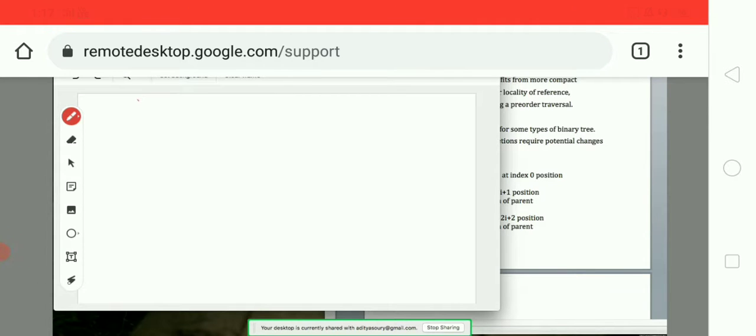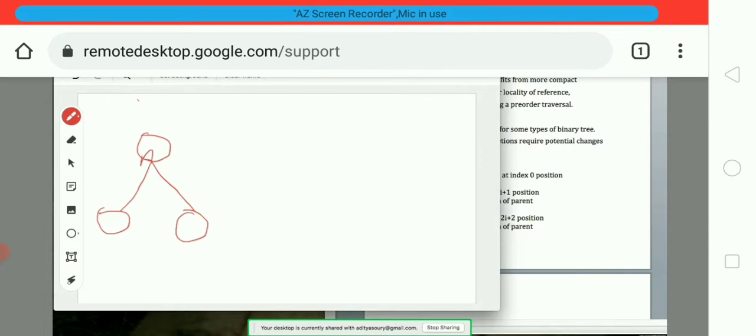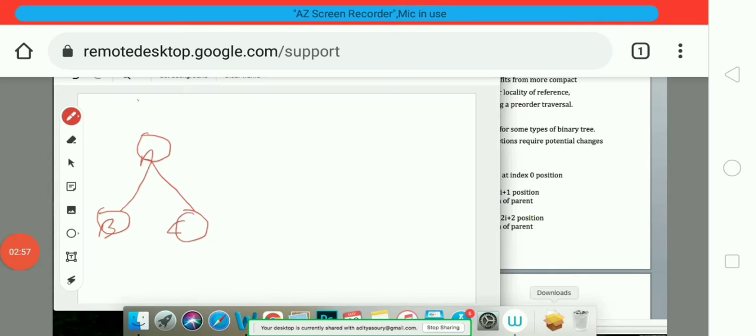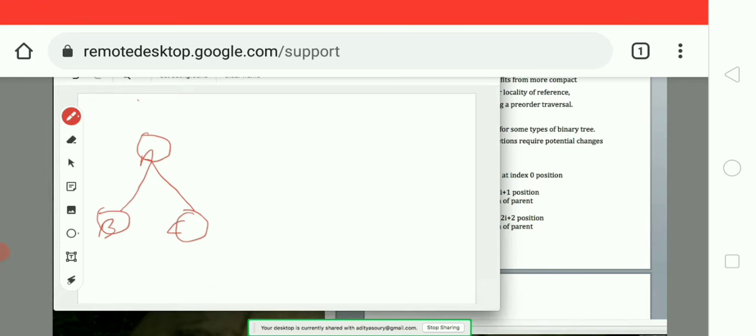Now let us take a small binary tree. The first one is the parent and the remaining two are the children. Now I am giving the names A, B, C. Here I took three nodes, A, B, C, and A is the parent node and B, C are the children of A node. Now let us draw an array.